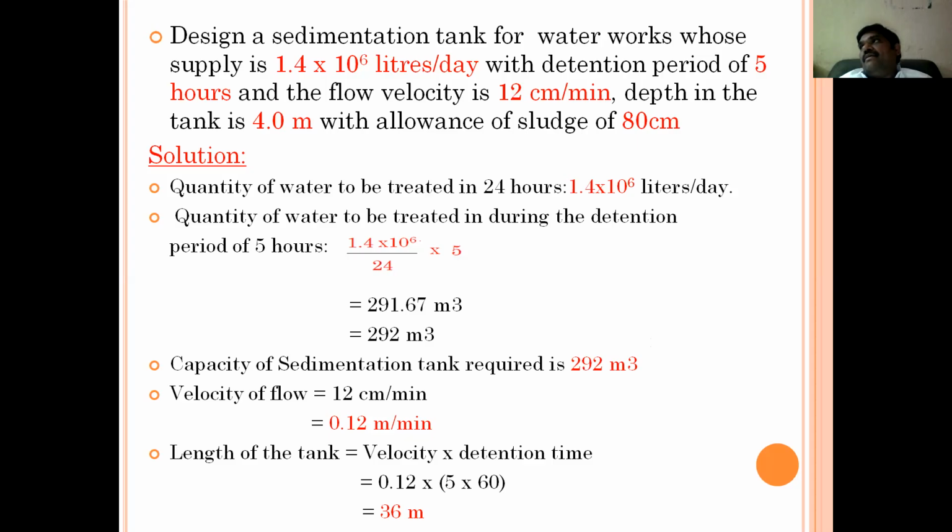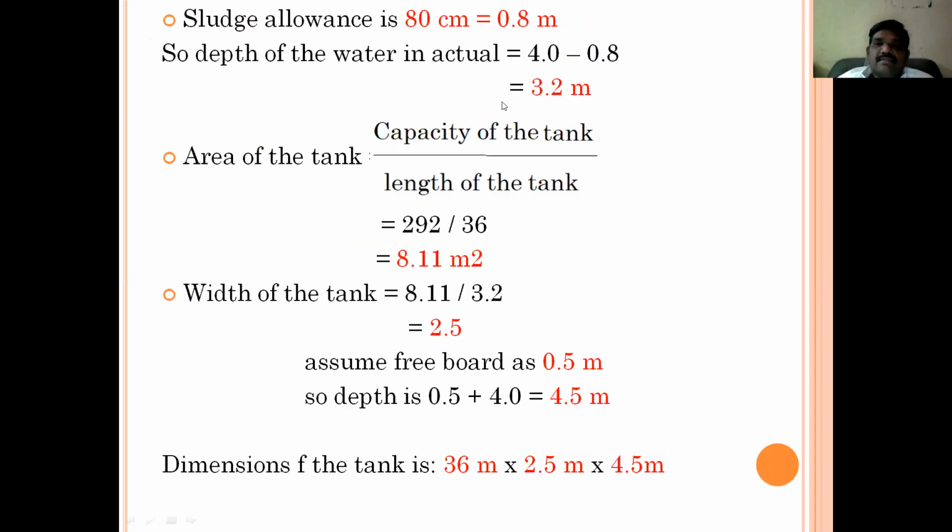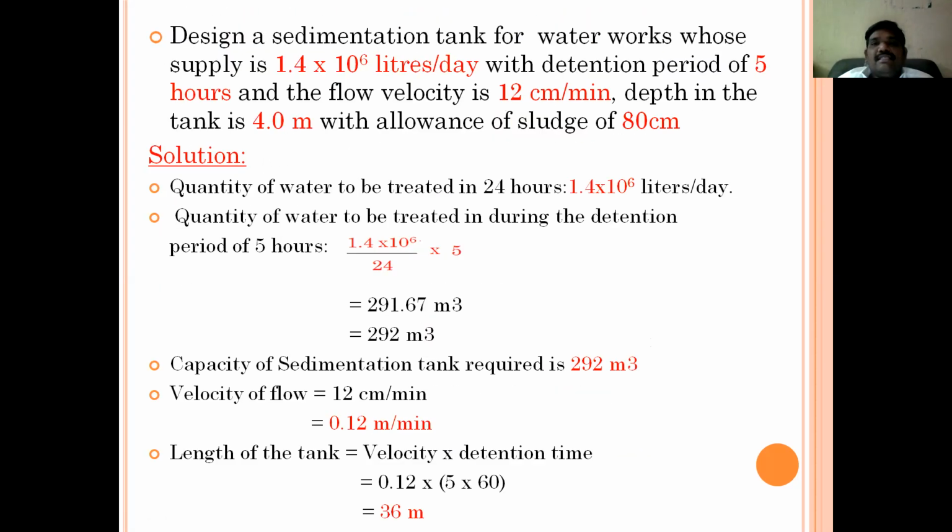Okay. Then we have flow velocity, that is 12 centimeters. We are just converting centimeters into meters, so we get 0.12 meters per minute. Why here minutes? The detention period is 5 hours, so we are just converting into 5 into 60 minutes.